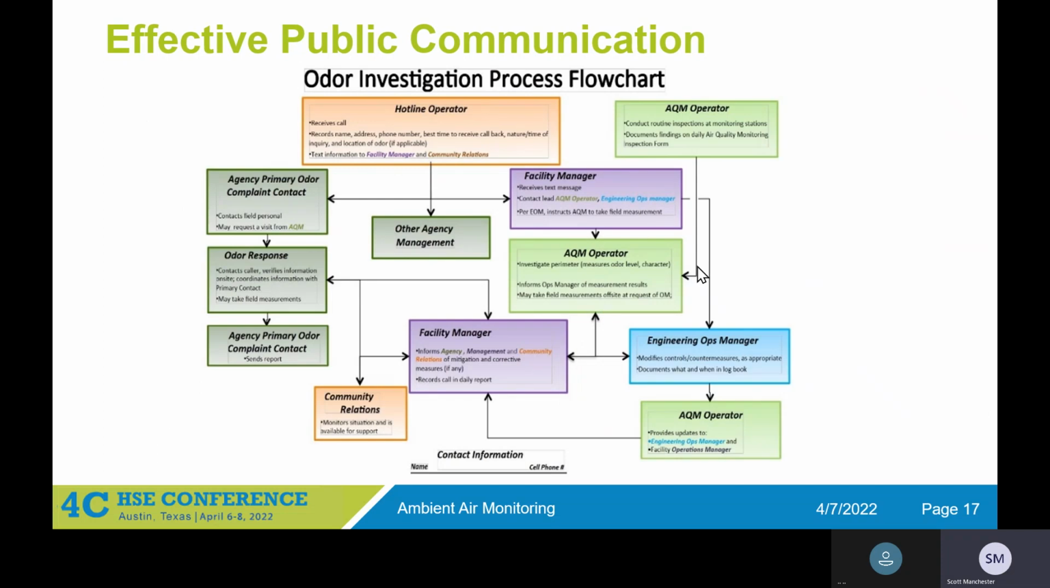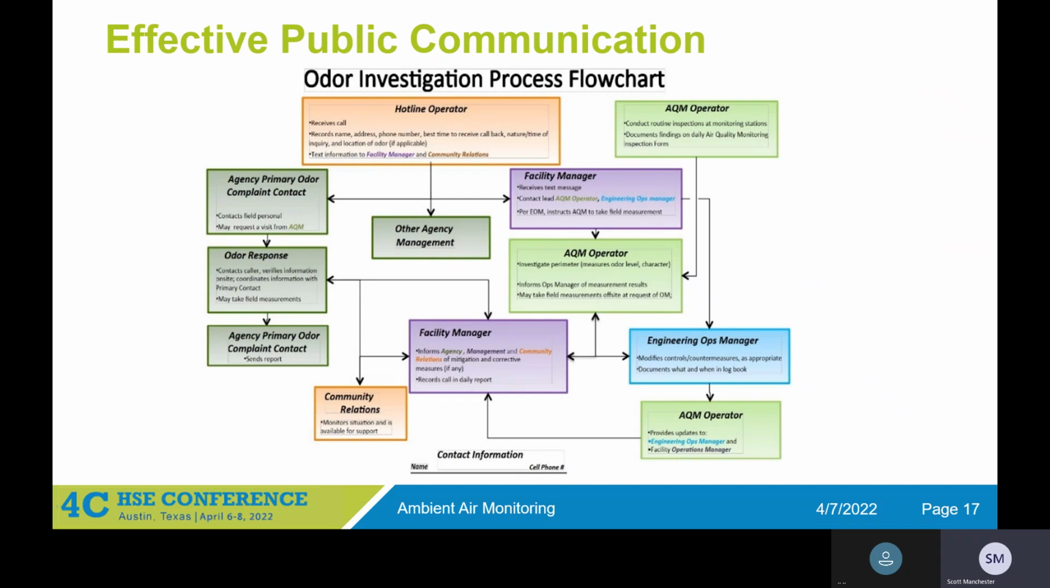Here's an example of an odor investigation process flowchart that we drew up. Again, these are going to be specific to each project and each facility, but the overall process gives a specific flowchart to follow. In this case it goes to the agency and the facility managers, and then there's a way to work down with the air monitoring operator to investigate it, then the engineer to make decisions whether controls and countermeasures are required, and then it feeds back through the facility, and ultimately to community relations, an individual who can reach back out to the complainant and answer their questions on why.